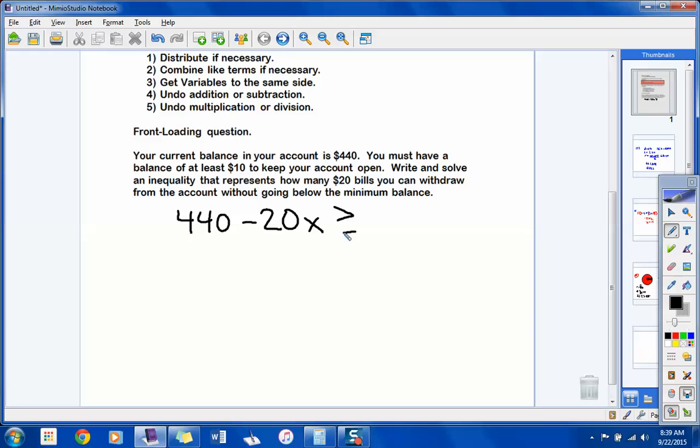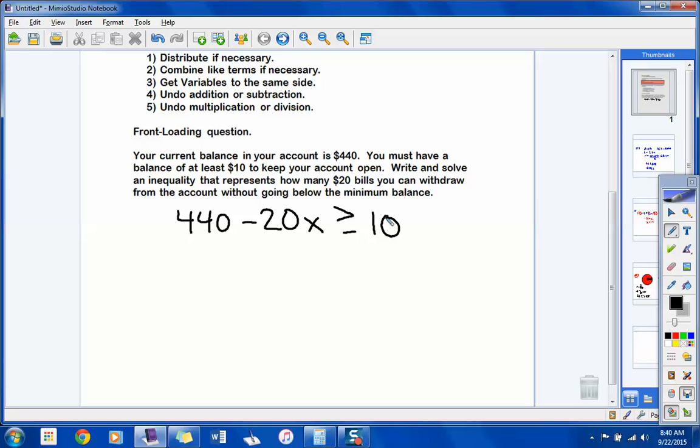So you're saying, let me see if I can read this. The 440 represents the amount of money that we started with, right? We're subtracting some 20s, so 20 times the unknown number of 20s, where x is representing the number of unknown 20s. That expression has to be greater than or equal to 10. Why greater than or equal to 10? Because that has to equal at least 10 or more.